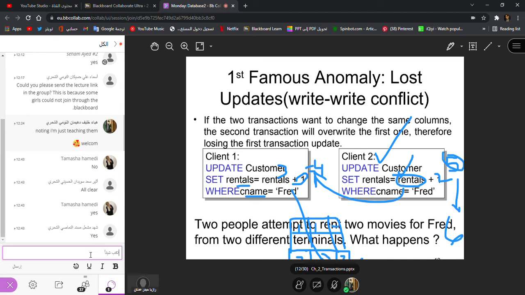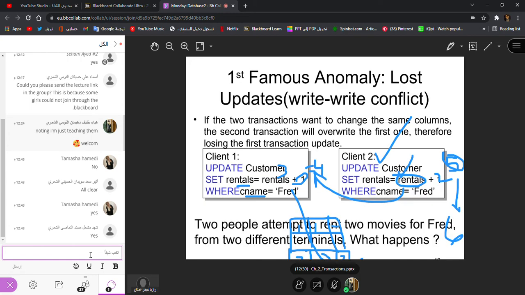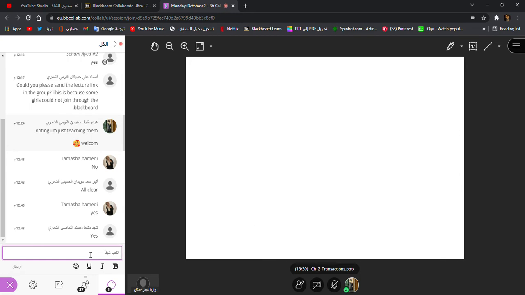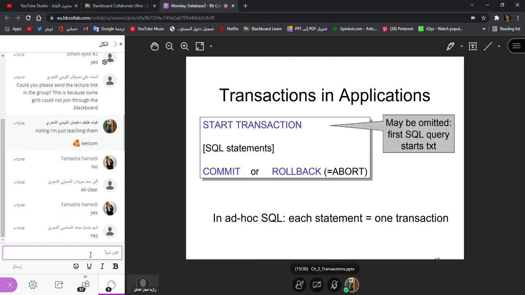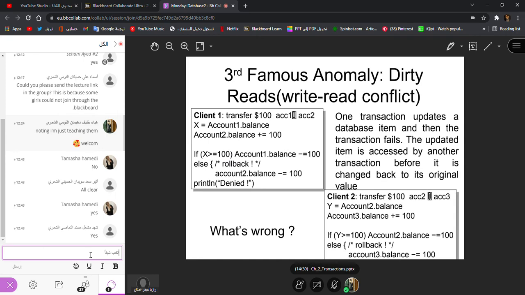Two people attempt to rent 2 movies for Fred from 2 different terminals. What happens? This happened, so it will lose the data. Understand or no? Any question? Do you understand this or no?